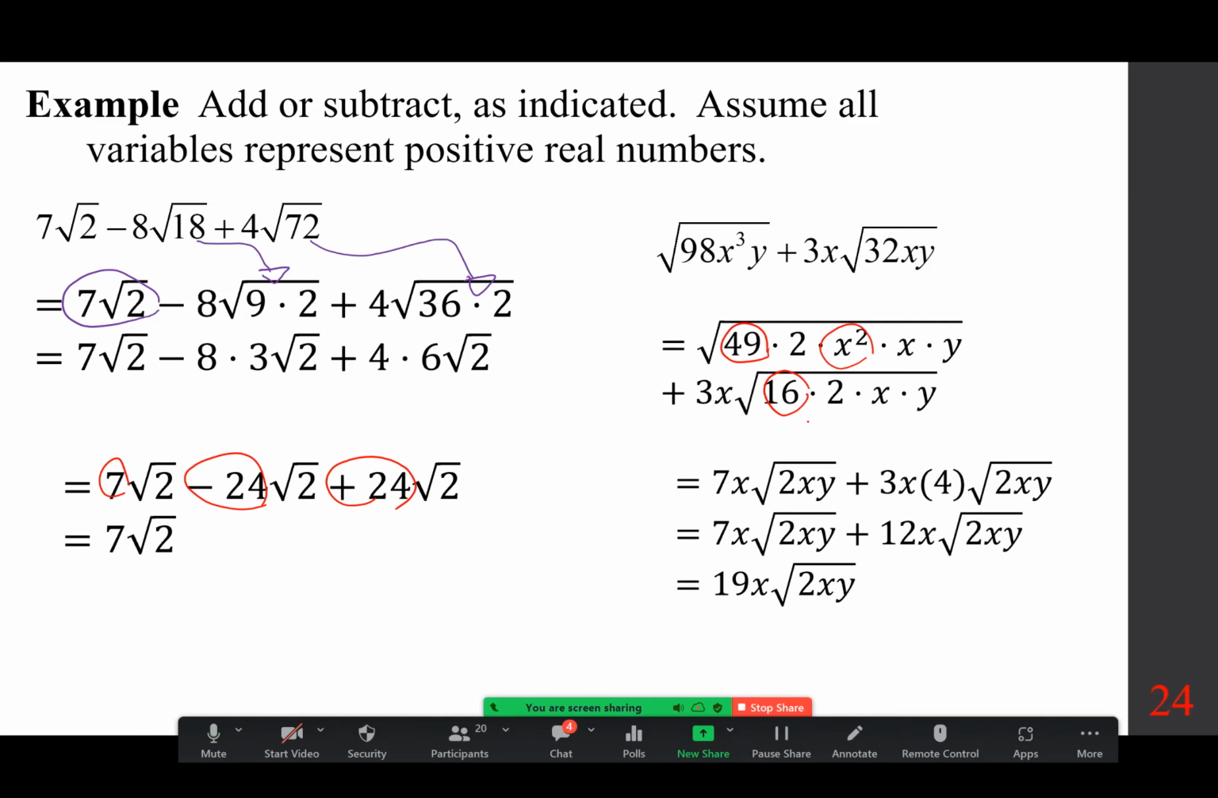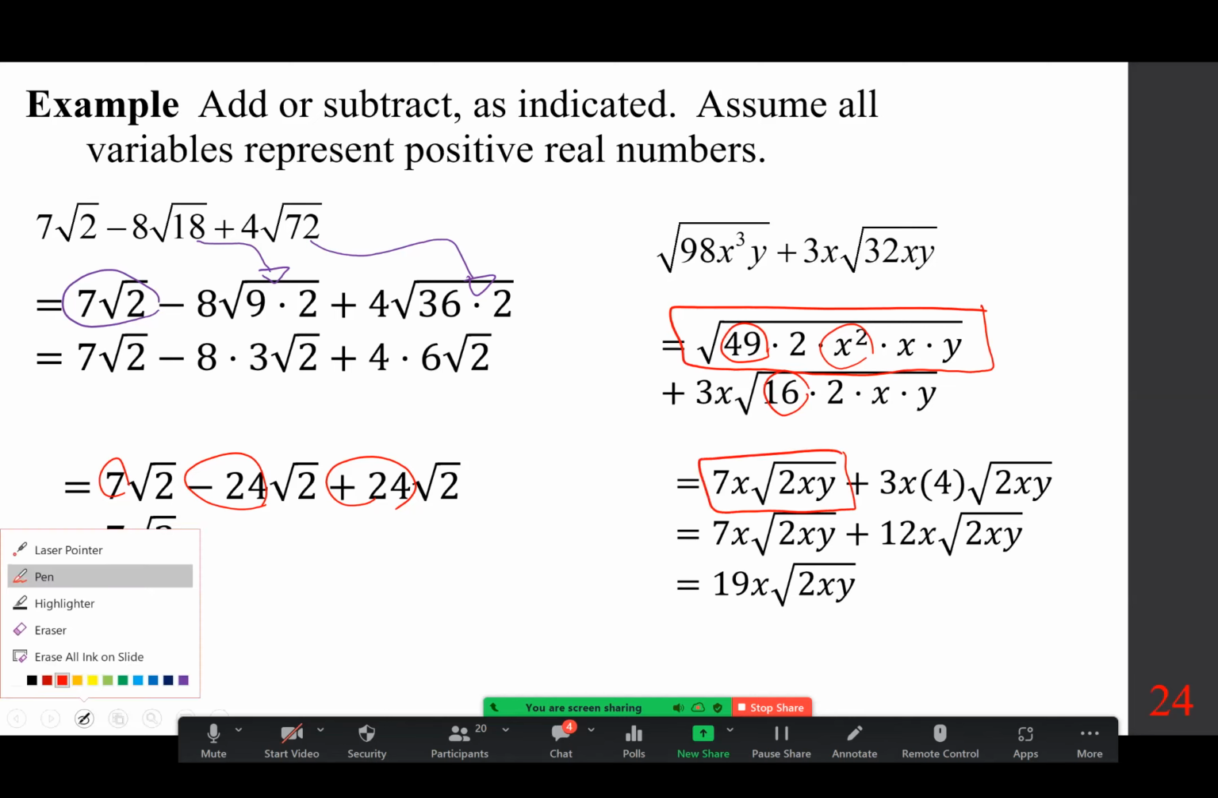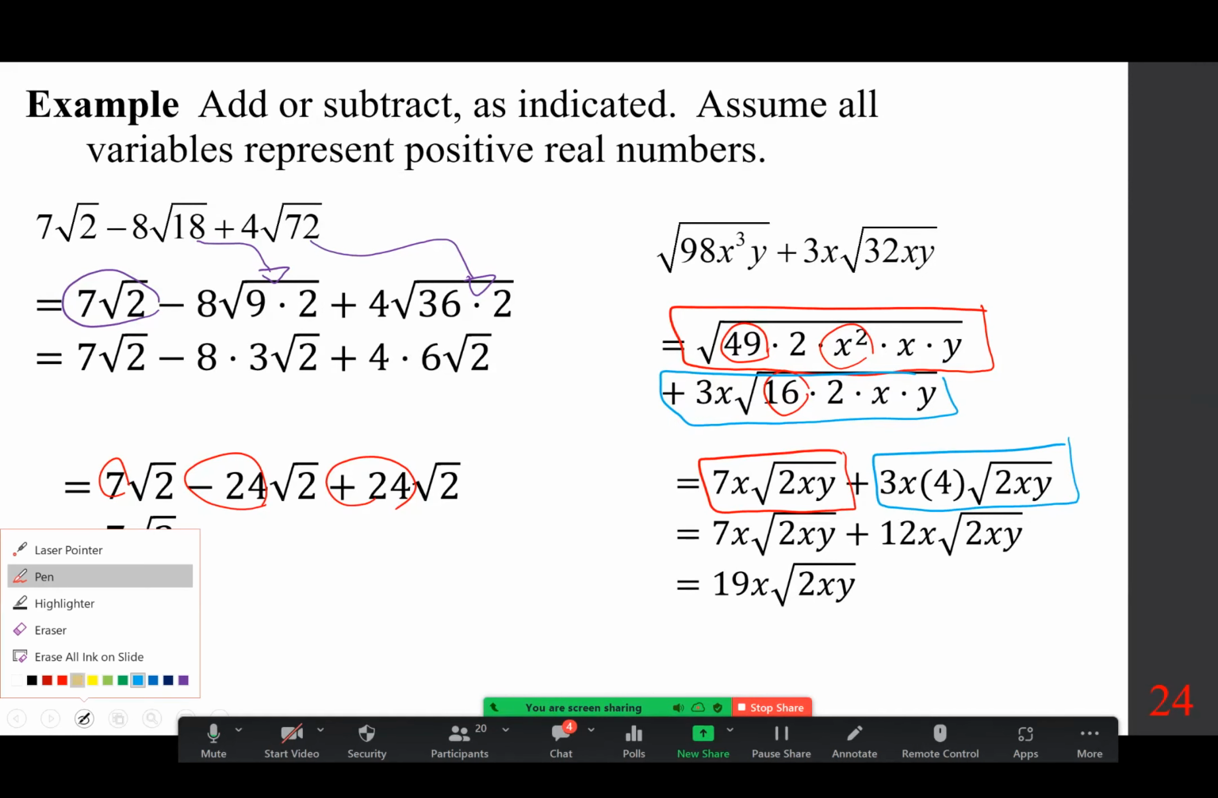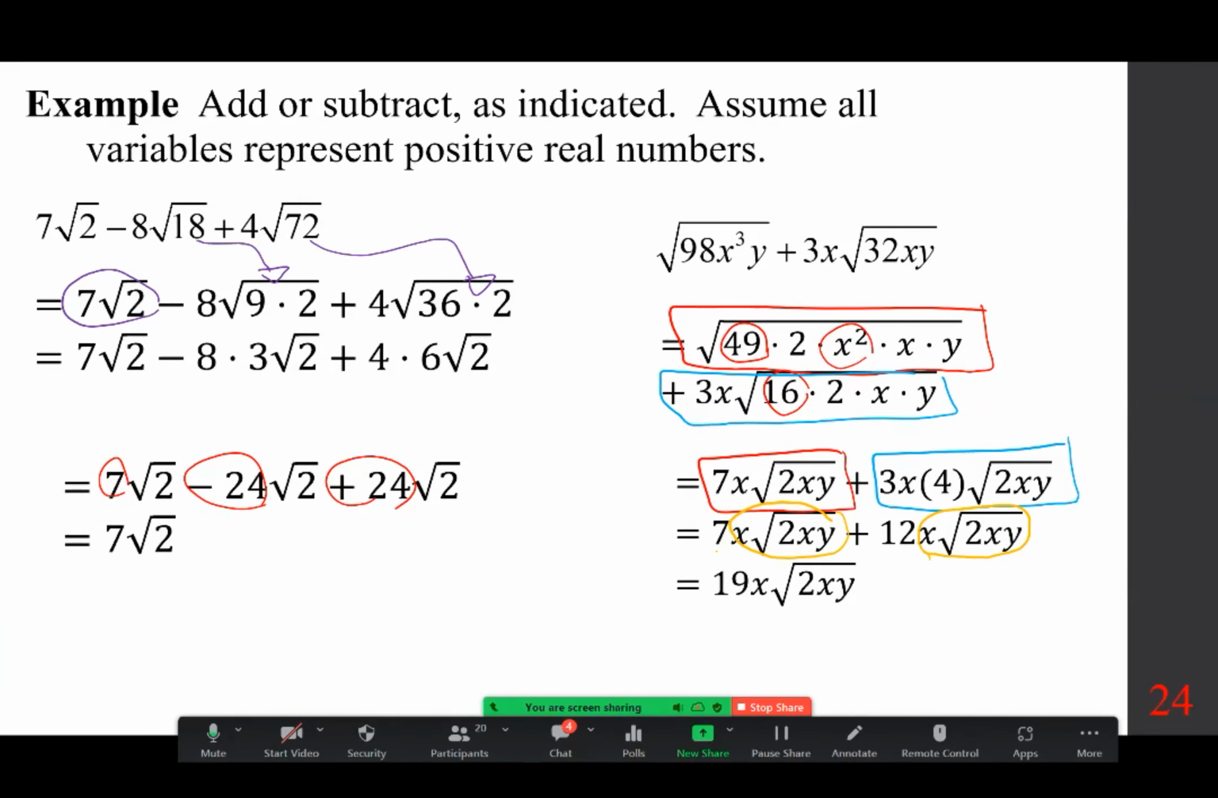So this one becomes this. And this one becomes this. To combine them, you have 7x and 12x in front times 2xy. Notice those parts are identical. This is identical to this. So all you have to do is combine 7 and 12. So that's how you do that. You can combine the two.